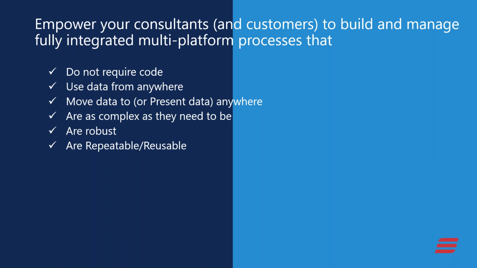Basically what we're saying is, if you embrace the entire tool set, so not just E1, not just Power Platform, you can empower yourselves to build and manage fully integrated multi-platform processes. So you can go from a project to Office to Business Central to CRM to, you know, MailChimp if you really want to. You can do all that with no code or very, very little code.